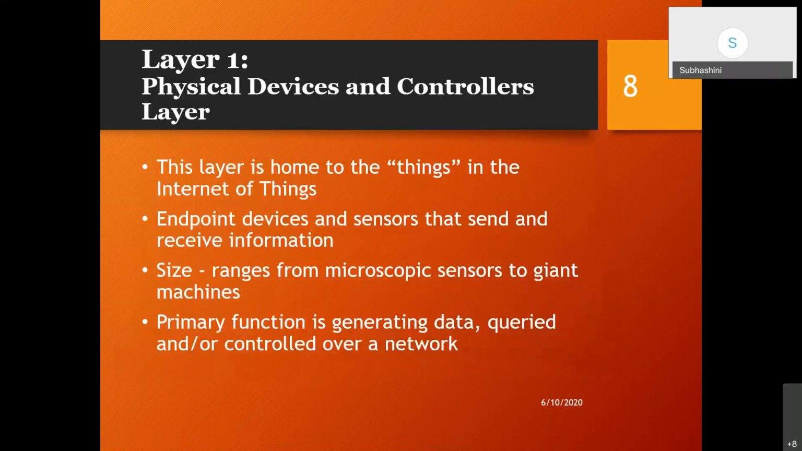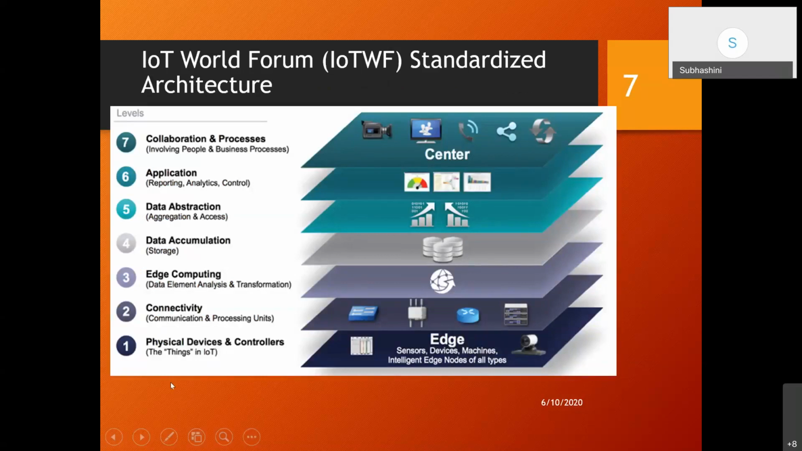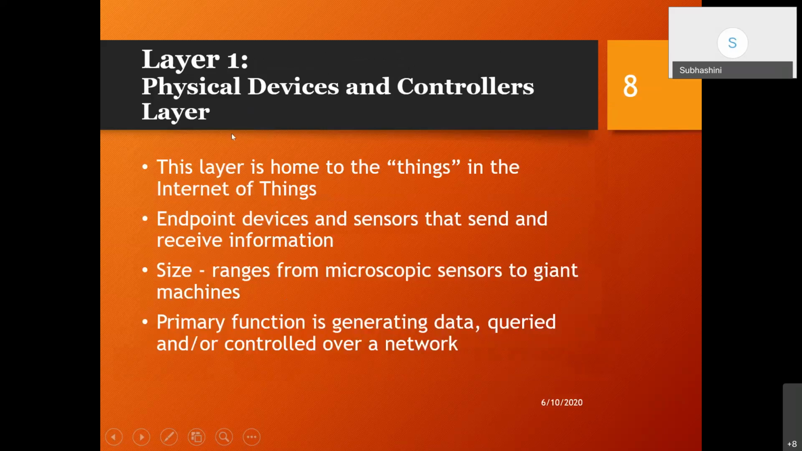Look at the first layer, the bottommost layer, which is physical devices and controllers. When we say IoT, physical devices are nothing but things. As I told you just now, a thing does not mean a general English thing. They are things of the internet. A thing is basically a device or equipment. What do things do? They are endpoint devices, or sometimes sensors. What does a thing do in IoT? It can send or receive information. Things of IoT can do only these things.